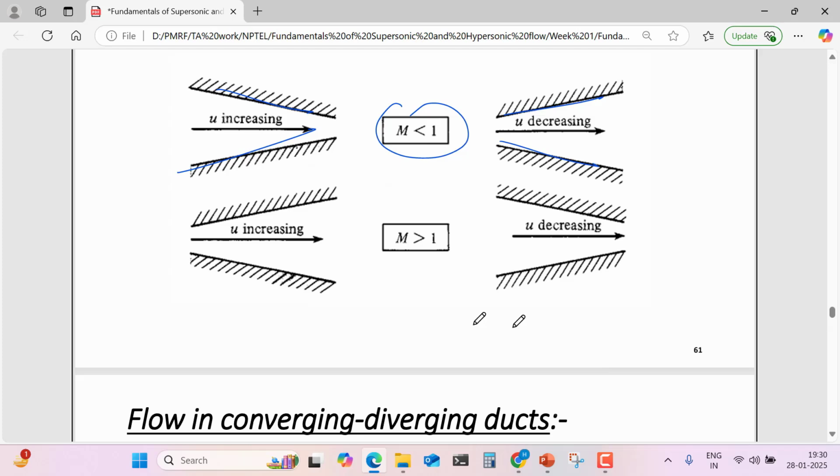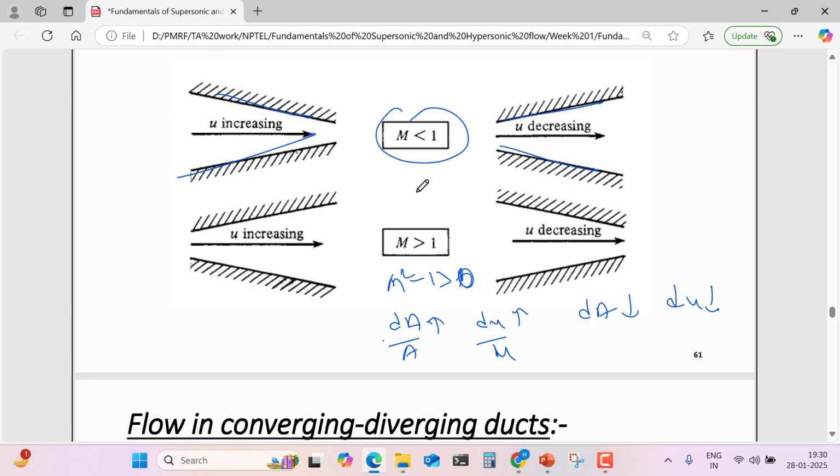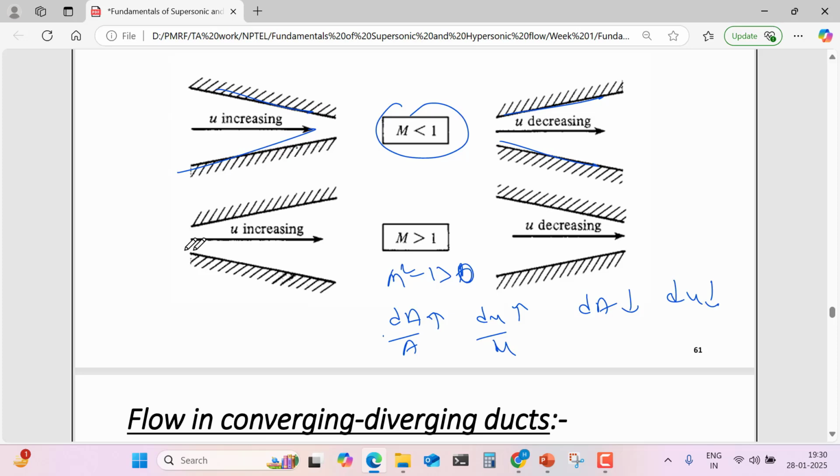Similarly, for Mach number greater than 1, M square minus 1 will be greater than 0. So dA upon A, if dA increases, then du will increase, and if dA decreases, then du will decrease. So where area is increasing, velocity is increasing. Where area is decreasing, velocity is decreasing.